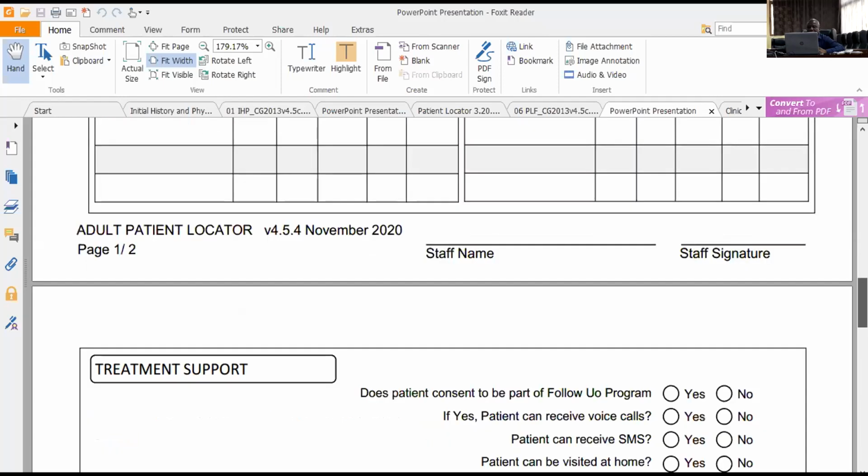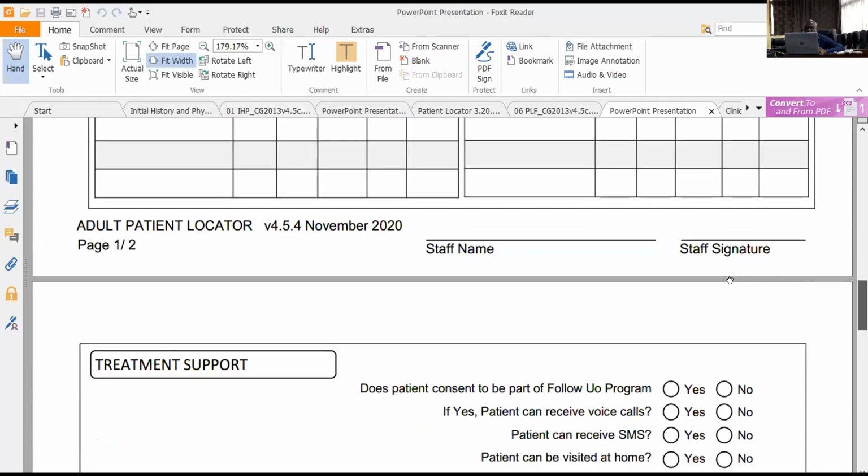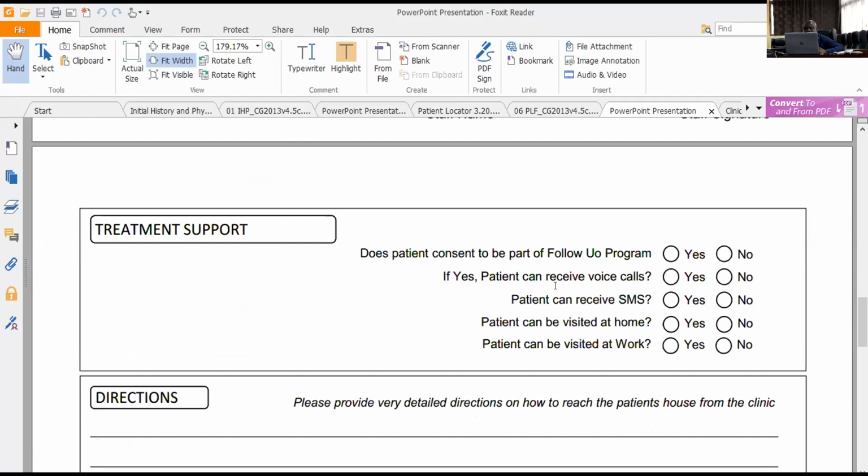Then you have the treatment supporter. Under the treatment supporter, you have the consent to be part of the follow-up program. If they agree, do they agree to be receiving voice calls, for example? Do they agree to be receiving SMSs? Do they agree to be visited at home or to be visited at work? So that information is also required.